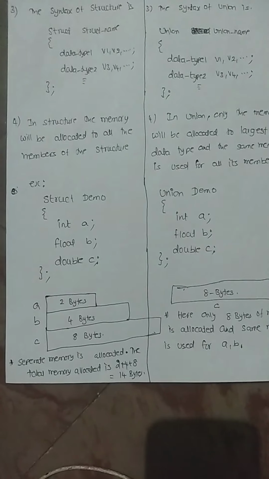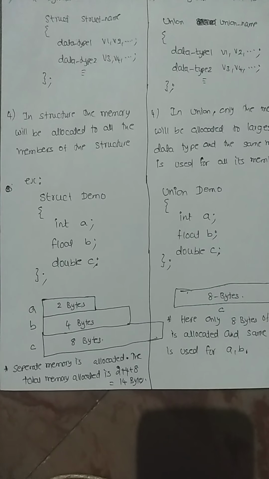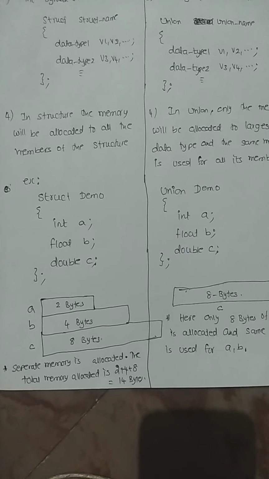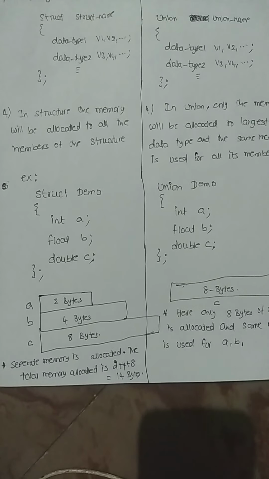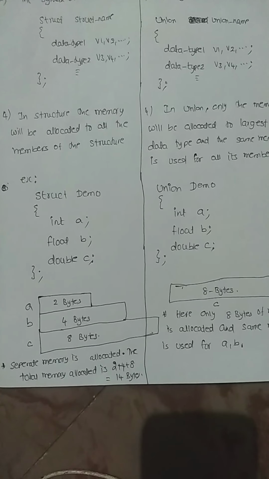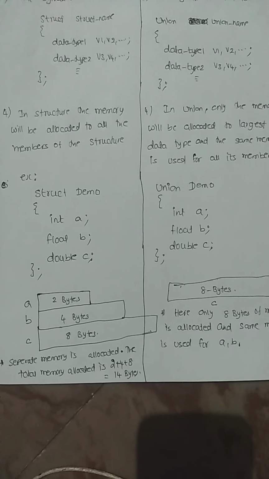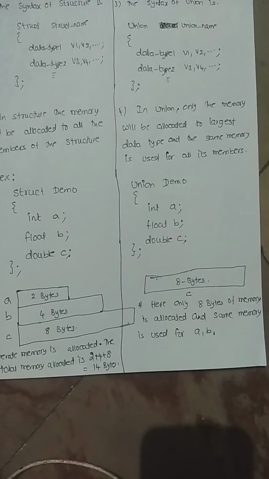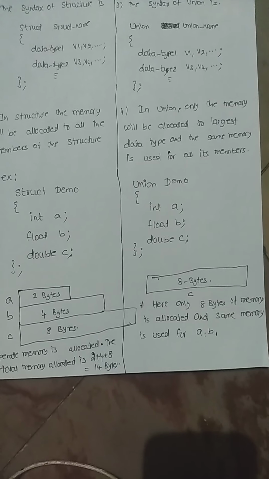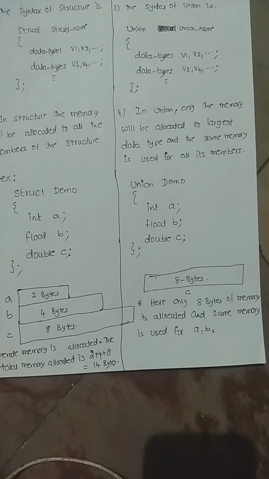Whereas if we take union demo, we look at the largest data type. Here the largest data type is double, so only 8 bytes of memory space will be allocated, and the same memory will be used for all the members of the union. That is, for a the same memory is used, for b the same memory, for c the same memory. So that is the major difference between structure and union. In structure the memory is allocated separately for every member, and in union the memory of the biggest data type is allocated and used by all the members.